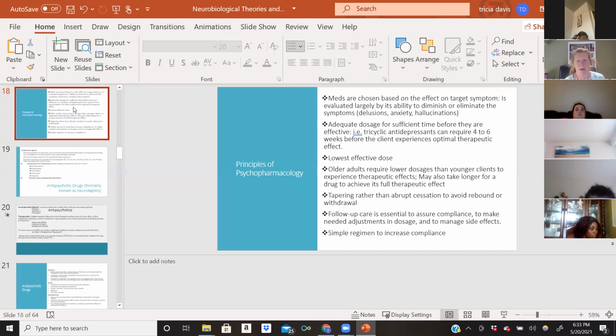When patients are stopping medication, we taper it rather than having them just all of a sudden stop taking it, because they can have rebound side effects. Their symptoms can come back even worse, and they can also go through withdrawal. And then follow-up care is essential. So we never just prescribe a medication to a patient and then send them on their way.